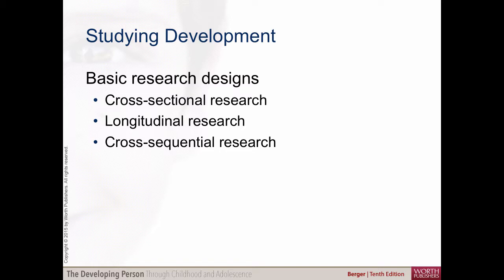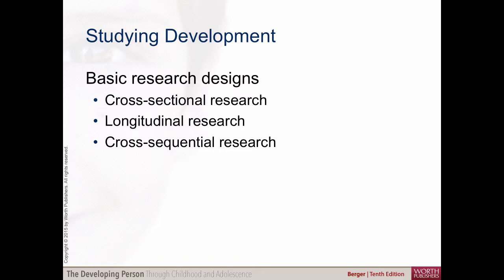Studying development, there are basic research designs. The first one is cross-sectional research, where groups of people of one age are compared with people of another age. Then there's longitudinal research, collecting data repeatedly on the same individuals as they age. Cross-sequential research studies several groups of people at different ages, a cross-sectional approach, and follows them over the years, a longitudinal approach. And which approach is best?